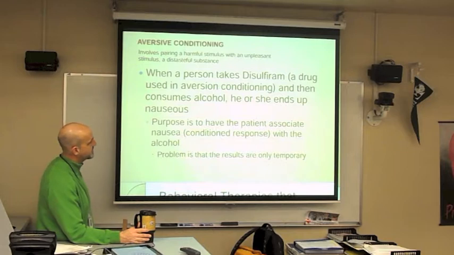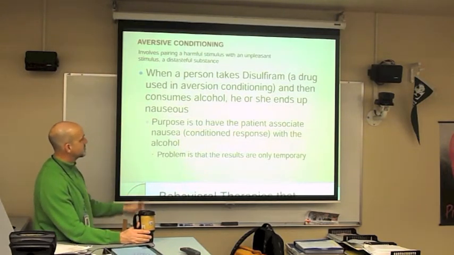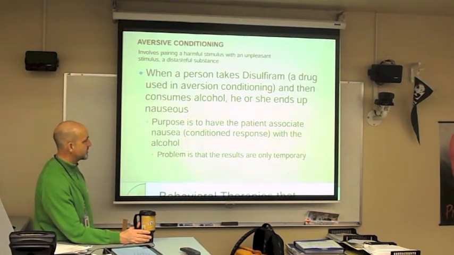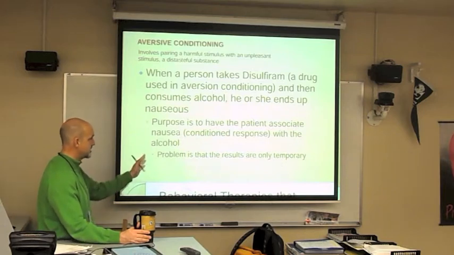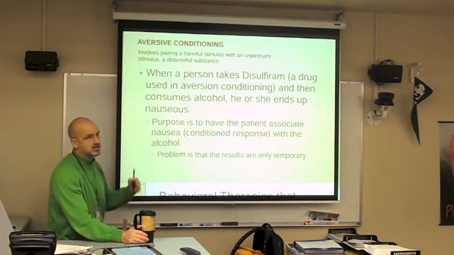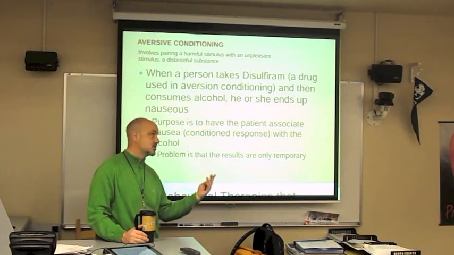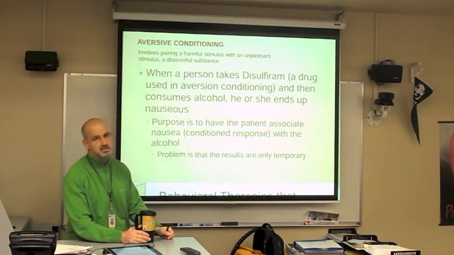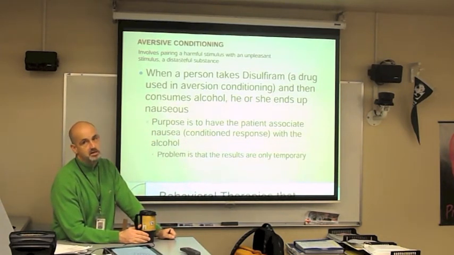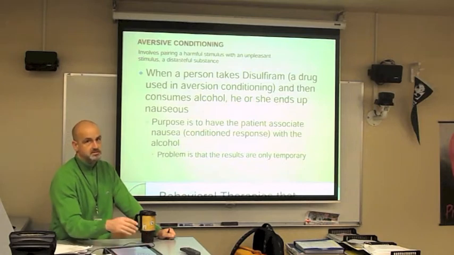Now, aversive conditioning involves pairing a harmful stimulus with an unpleasant stimulus, or a distasteful stimulus. When a person takes, for example, disulfiram, which is a drug used in aversion conditioning, and then consumes alcohol, he or she ends up nauseous or vomiting. Now, the purpose is to have the patient associate the nausea, which would be the conditioned response, with alcohol. Originally, what they had associated alcohol with is something pleasant. That's why they drink. They like to have alcohol in their system. So if you put this pill in their system, they take a sip of alcohol. What will happen is, when the pill immediately mixes with the alcohol, they'll vomit all over the place. And what they want that to be is the new conditioned response.